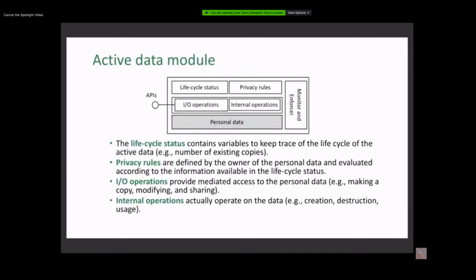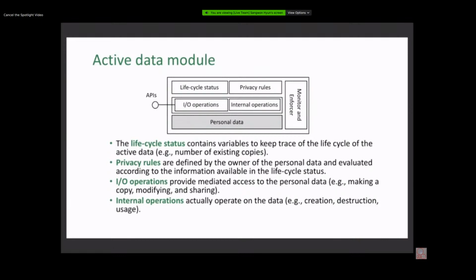How do we imagine this active data module? Well, in addition to the personal data, there are a series of additional components required to protect the data. These are a monitor and enforcer, and a lifecycle status, that is a number of variables to keep track of the lifecycle of the active data, like, for instance, the number of existing copies. Then there are some privacy rules that are defined by the owner of the personal data and are evaluated according to the information available in the lifecycle status.